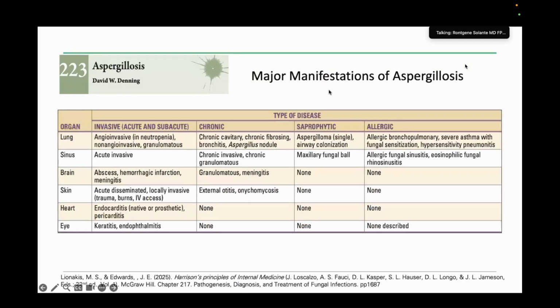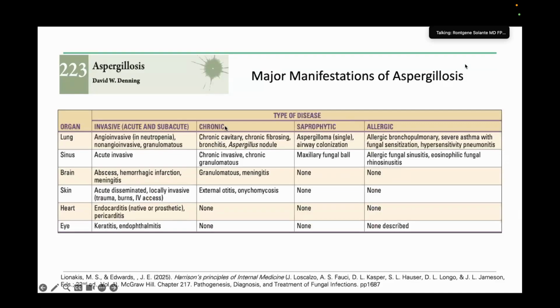Now, as I've mentioned, this aspergillosis can really be a bad microorganism because it can affect any organ of our body, depending on the stage of the infection. Okay, so for example, if you have an invasive type of your aspergillus, the most commonly involved organ is your lungs, but it can also disseminate into the sinuses, the brain, the skin, causing also endocarditis and endophthalmitis.